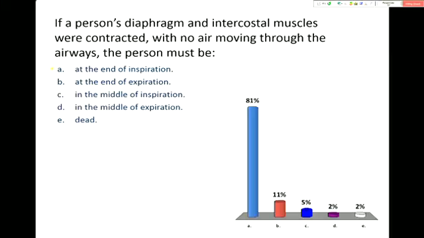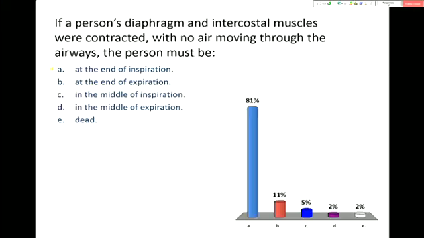So let's take the no air, because most of you got that right. If there was no air moving through the airways, you could immediately rule out C and D, because obviously inspiration and expiration involve continuous movement of air. Certainly in the middle anyway. Maybe right towards the end it might stop, but in the middle you're going to get quite a lot of air movement. You could have been at the end of inspiration or expiration, or indeed dead, and no air would be relevant to that. So in order to work out which of A, B and E is correct, muscles contracted.